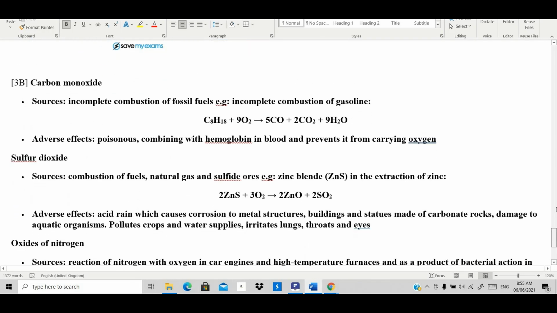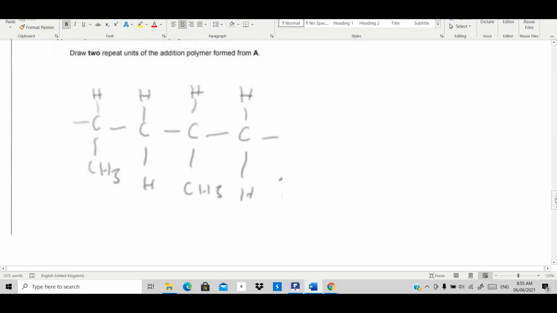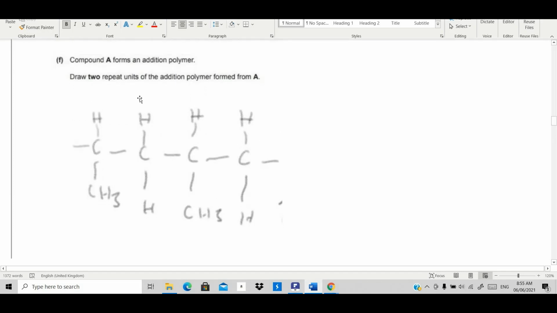When you get this structure, it's butene, so how will it form an addition polymer? Draw two repeating units of the addition polymer formed from A. Whenever they ask you to draw two repeating units, firstly you need to check the double bond. Where is the double bond?